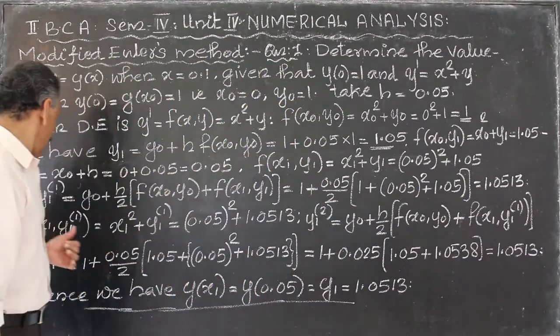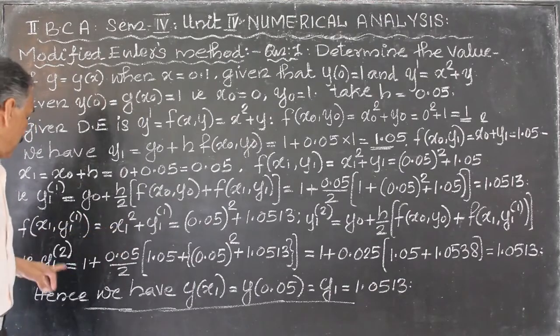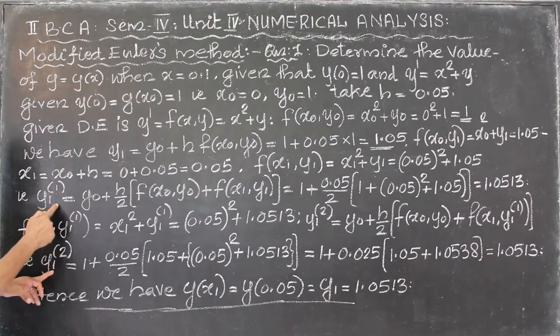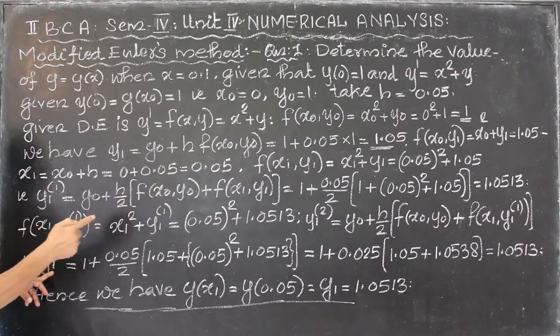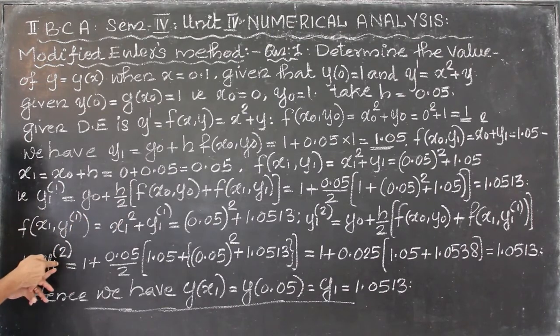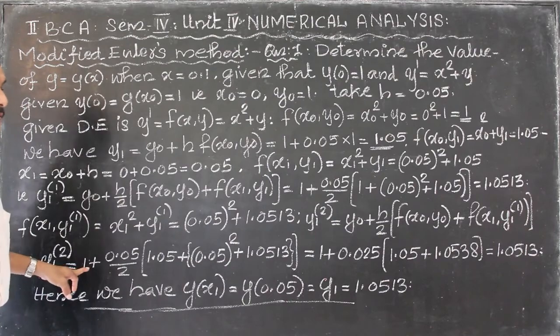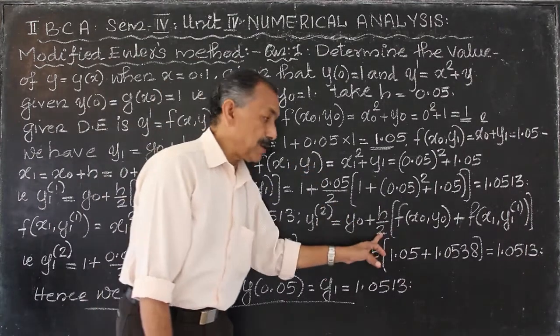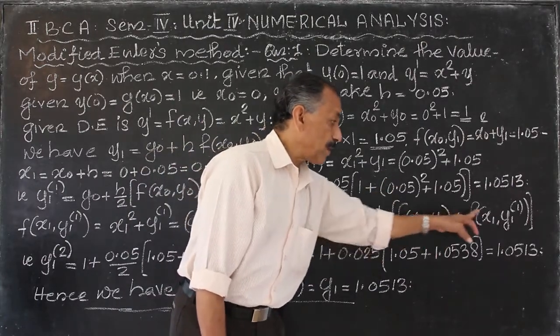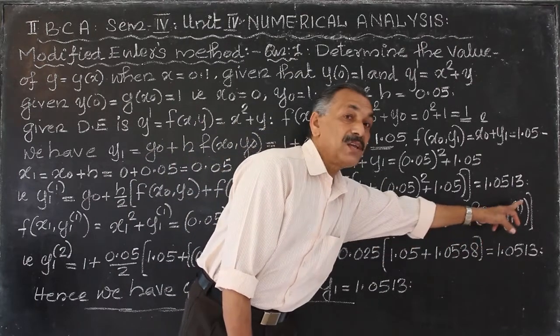Now again, what is y12? We got the solution y1, which means at the point x1, x1 is equal to 0.05, the value of y of x1 is y1. That same y1 is used in the iteration, y12. y12 is equal to y0 plus h by 2 into f of x0 y0 plus f of x1 y11.